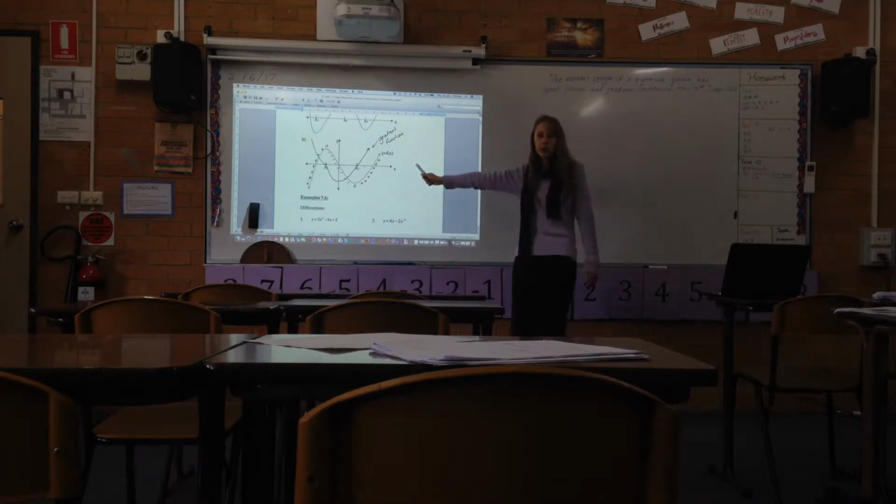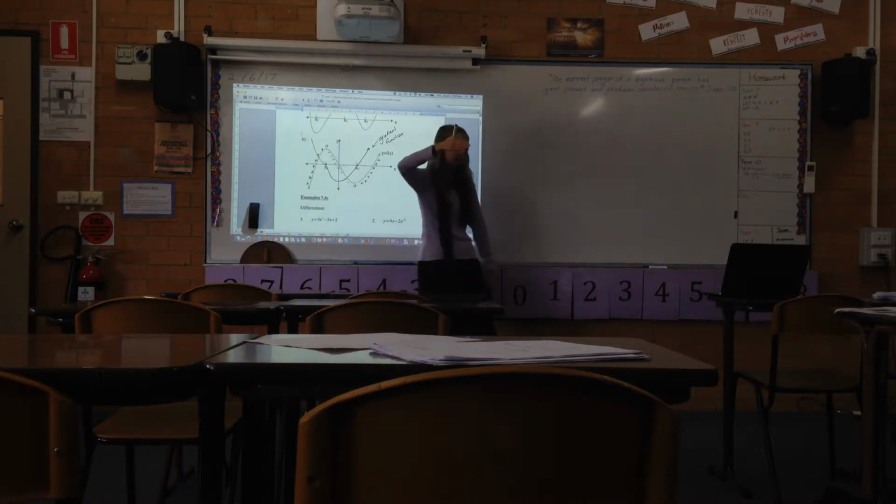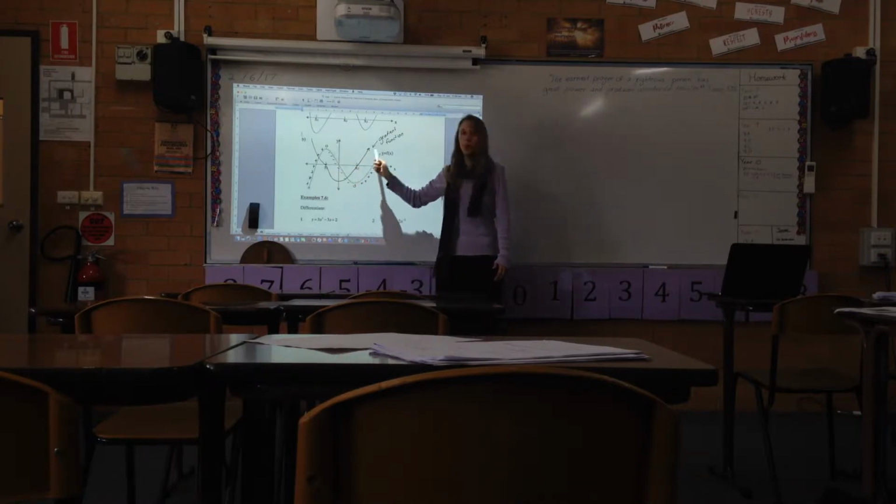Yours doesn't have to look exactly like mine, as long as wherever the gradient is positive, it's above. Wherever it's gradient 0, it crosses the line, and wherever it's negative, it's below.